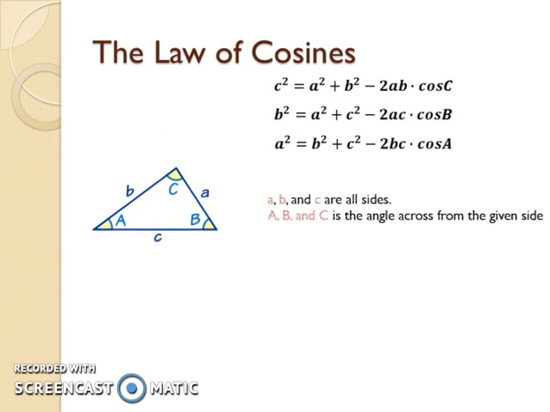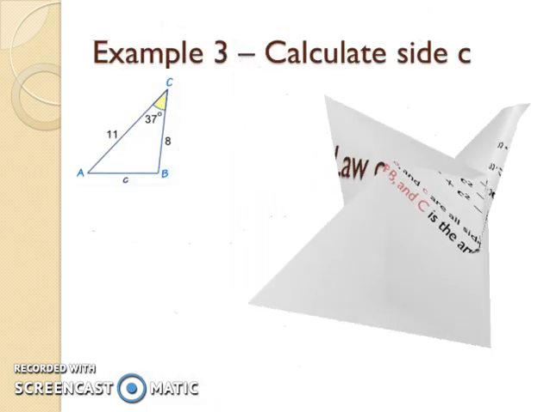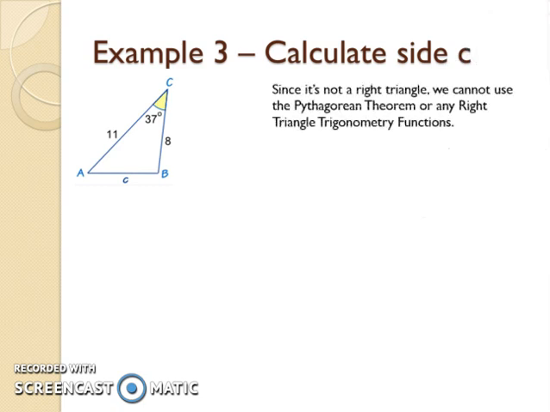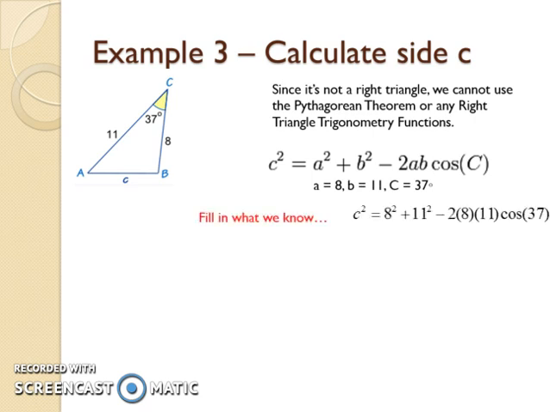Lowercase letters are sides, capital letters are angles, and let's look at how we use this. In this question, what we're looking for is side c. We're not using the Pythagorean theorem or right triangle trig, because they're not right triangles. We're going to use the c equation, c squared equals a squared plus b squared minus 2ab cosine C. We fill in our information. Lowercase a is 8, lowercase b is 11, and capital C is 37. We get c squared equals 8 squared plus 11 squared minus 2 times 8 times 11 times the cosine of 37.